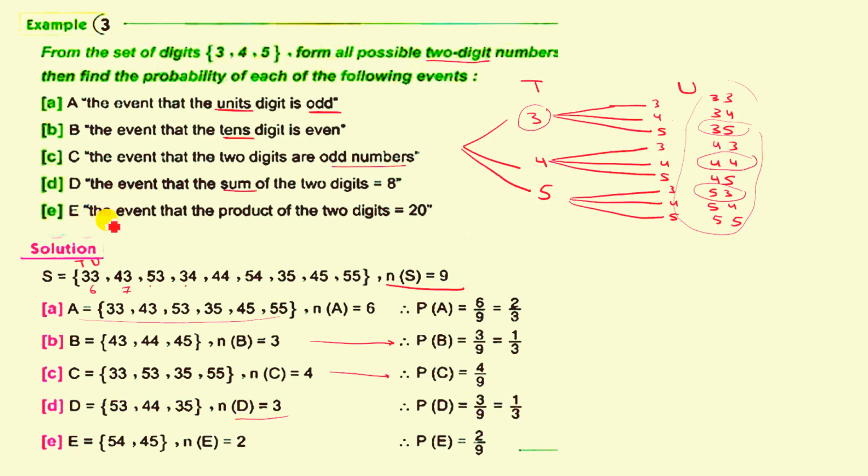Letter E: the event that the product, which is the result of the multiplication, of the two digits is 20. We look at 3 times what is 20? It doesn't work. 4 times what? 4 times 5, so 45 works. 5 times what? 5 times 4. So you have 2 elements, 54 and 45, whose product of the two digits is 20. How many elements? 2 elements. Therefore the probability is 2 over 9, and this is in the simplest form.